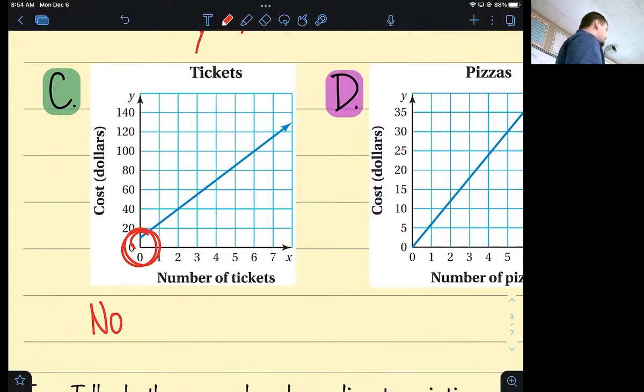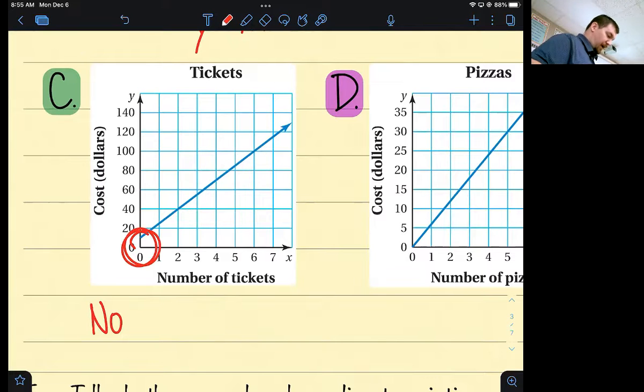Look at this one here, tickets. You bought 0 tickets, you paid $10. Does that make sense? No, no one's going to pay $10 for 0 tickets. But what that means is whatever website this is using charges you an extra $10 just for using its website. And so that's not proportional. If I buy 1 ticket and I spend, let's just call that 25, it's not $25 per ticket. It's actually 15. I had to pay an extra 10 just to use the website. And so that's not proportional.